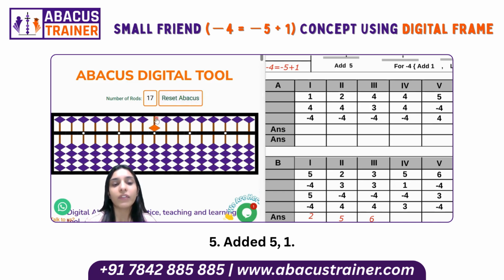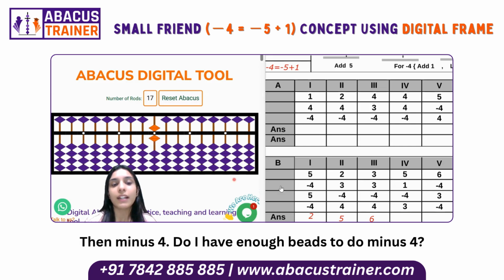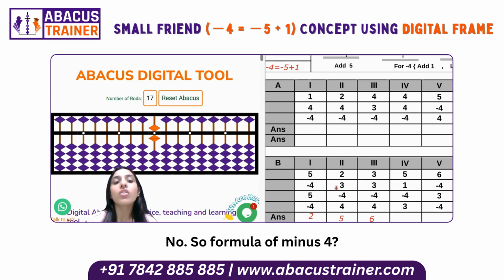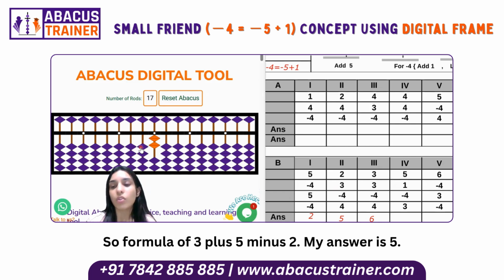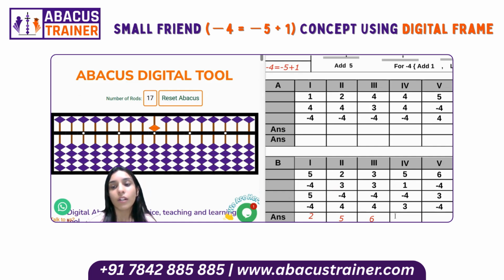5. Added 5. 1. Added 1. Then minus 4. Do I have enough beats to do minus 4? No. So formula of minus 4: minus 5 plus 1. Then plus 3. Do I have enough beats to do 3? No. So formula of 3 is plus 5 minus 2. My answer is 5. Okay.